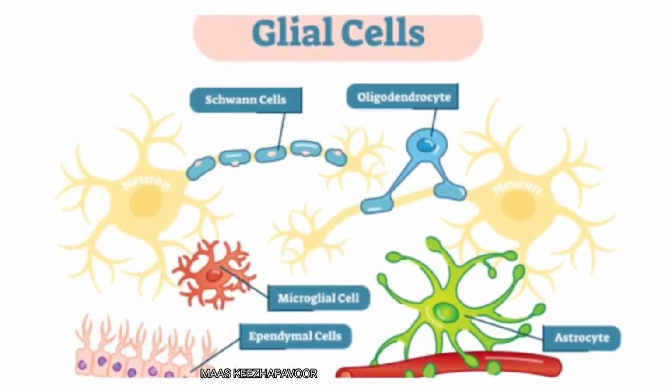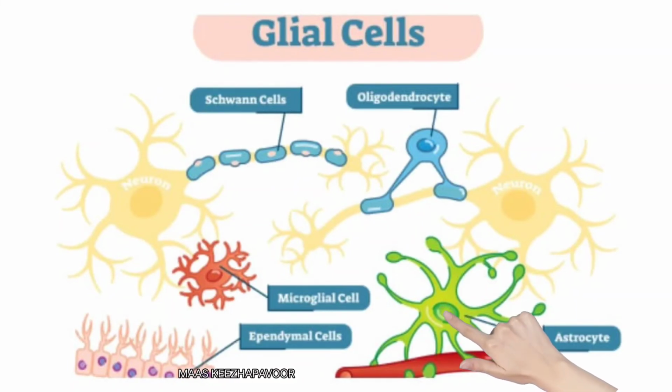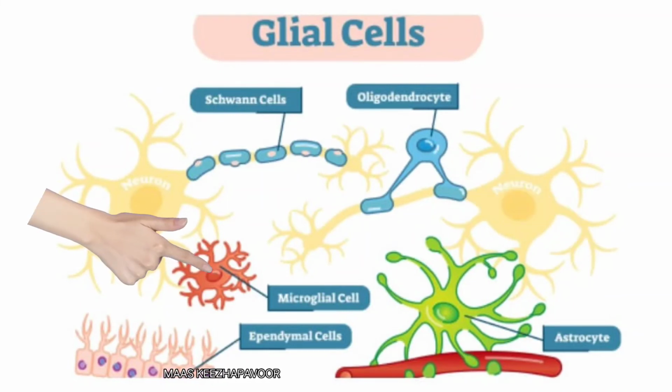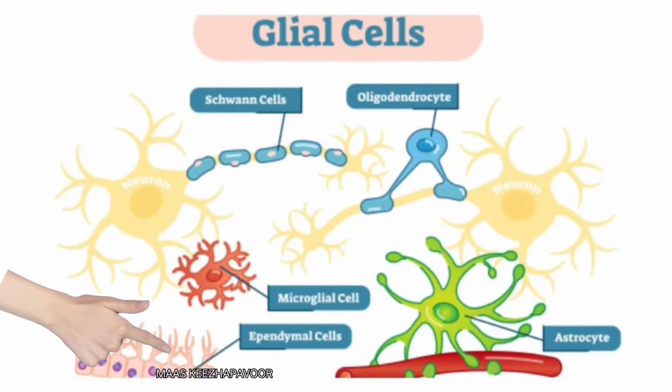The neuroglial cells are the supporting cells for cortical neurons. They are astrocytes, oligodendroglial cells, microglial cells, and ependymal cells. Let us learn these cells in the next video.